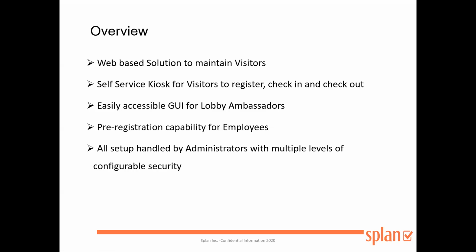Pre-registration capability for employees, that's really the biggest part of the system, is you're able to pre-register a visitor to come on site. And then that visitor gets the proper notifications to say that they have a visit, they get a QR code, but then the host or the sponsor gets notified as well. And then we have multiple levels of configurable security. So you start out with our standard roles of employee, lobby ambassador, and admin, and then from there, you can create other roles in between that, depending on what the customer's needs are.